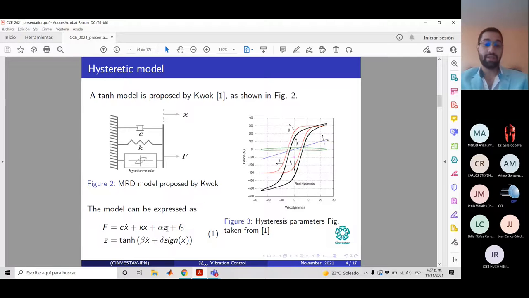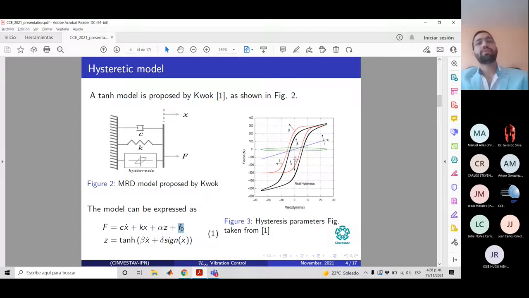Z is a theoretical state given by the hyperbolic tangent function times a scale factor alpha, and F zero is an offset of the force, as we can see in the figure.